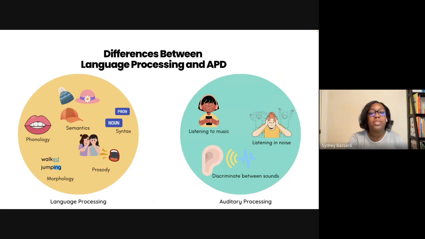So this really involves the ability to discriminate between different sounds, identify their source and location, and then integrate that auditory information with other sensory input. And this is really important for a wide range of tasks, such as listening to music, understanding speech in noisy environments, and then even being able to detect those warning signals that we talked about.